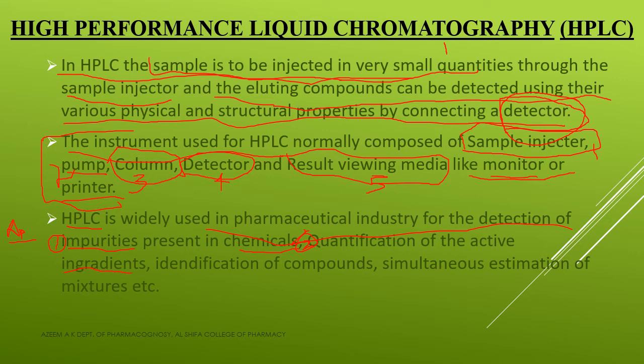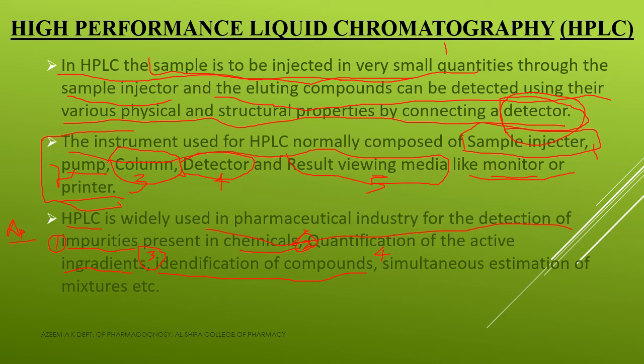Then the third application is, it is used for the identification of compounds. So what compound it is, that can also be identified by the fingerprint of this HPLC. It is used for the identification of compounds. Clear? Now the last application is, it is used for the simultaneous estimation of mixtures.